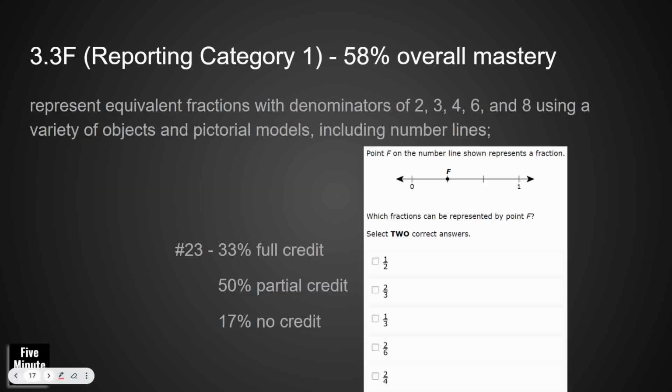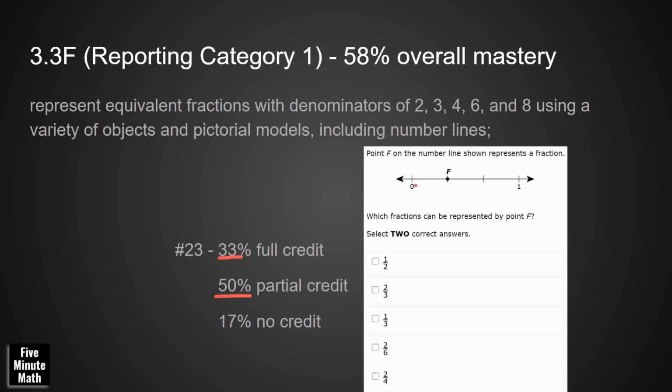So we got 3.3F. We are representing equivalent fractions with denominators of 2, 3, 4, and 6. This is a multi-select item. And so we've got 33% with full credit, 50% with partial credit. So half of us can only get one correct. And there's one obvious one here, right?